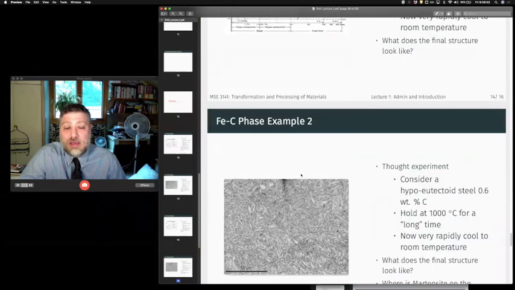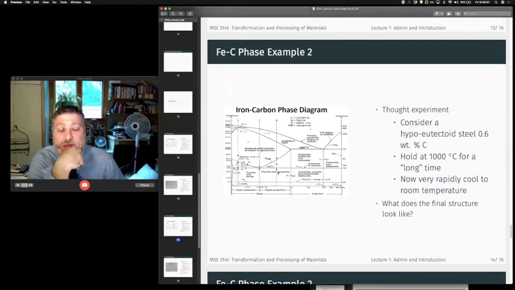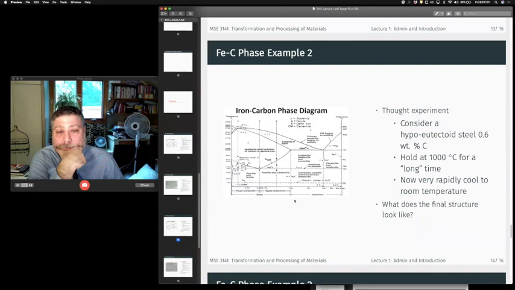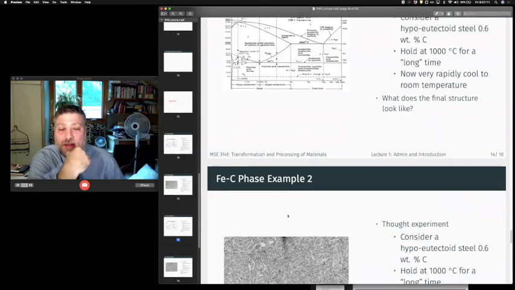Okay, so now here's the question. On this phase diagram, where's martensite? It's not on there. It's metastable. So here's the rub.